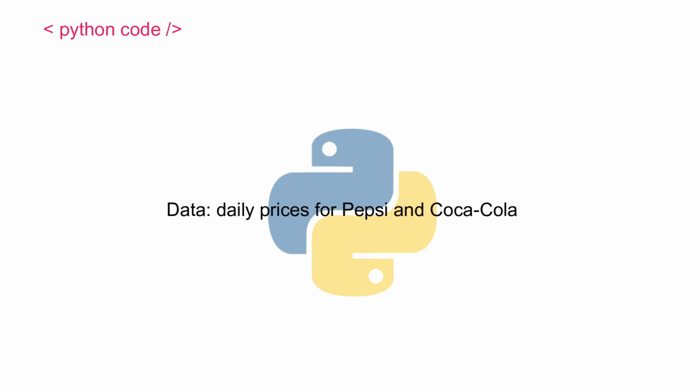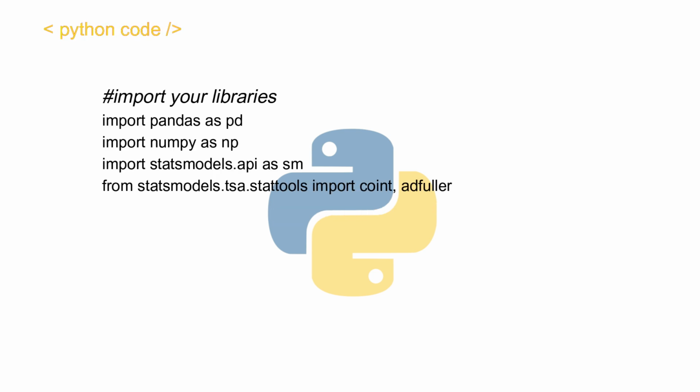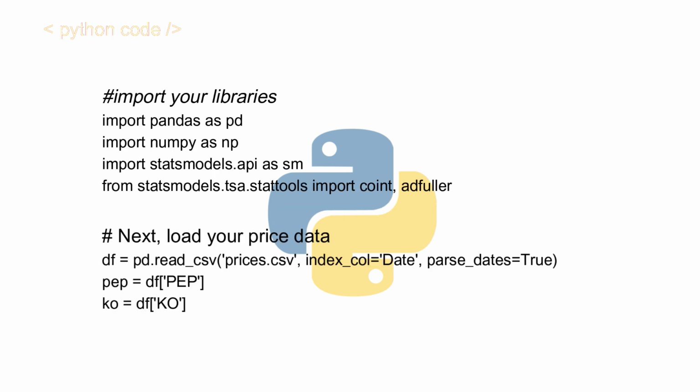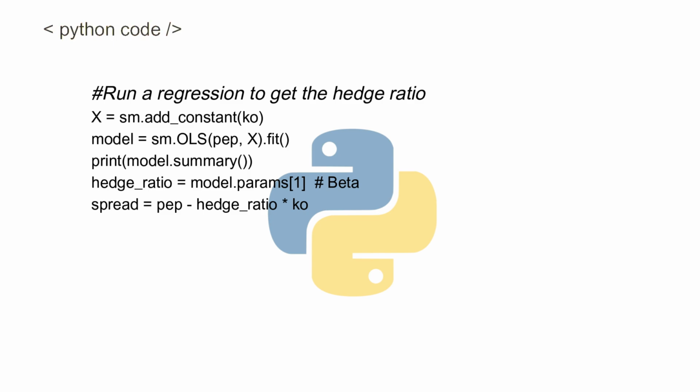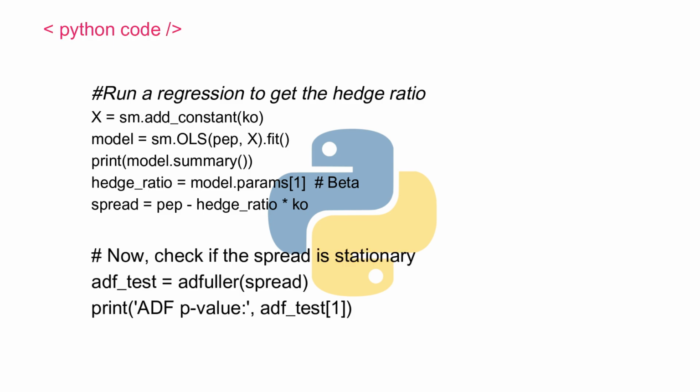So in our example, suppose you have daily price data for Pepsi and Coca-Cola. First you import all your libraries, which are NumPy, pandas and statsmodels. Then you load your price data for both Pepsi and Coca-Cola, and then you run a regression to get the hedge ratio. Once you get the hedge ratio, you calculate the spread. Once you get the spread, you check whether this spread is stationary or not by using the Dickey-Fuller test.